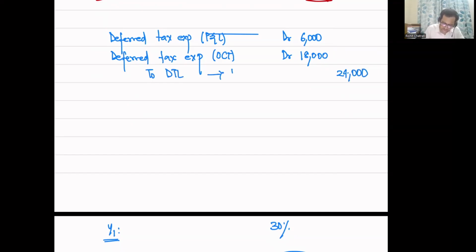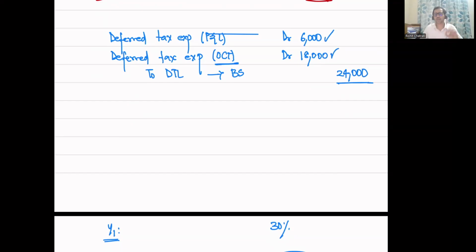So I continue to show deferred tax liability on my balance sheet of 24,000, but the entire 24,000 is not going to be recognized in P&L. I'm going to recognize 6,000 in P&L, and the remaining 18,000 will be recognized in other comprehensive income.